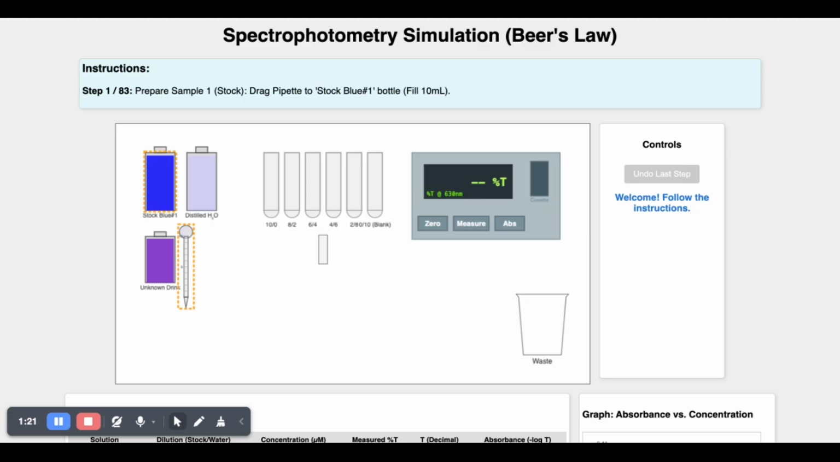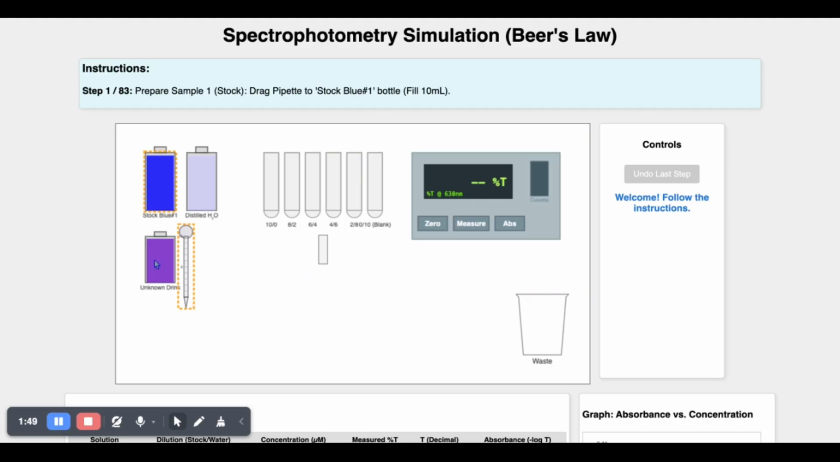After establishing the linear pattern using our standard solutions, we'll follow the same procedure for an unknown sample drink. Because the unknown's absorbance falls on our calibration line, we'll use the slope line to calculate its concentration. Overall, this experiment demonstrates how spectrophotometry provides accurate quantitative information and why it's a widely used analytical technique.